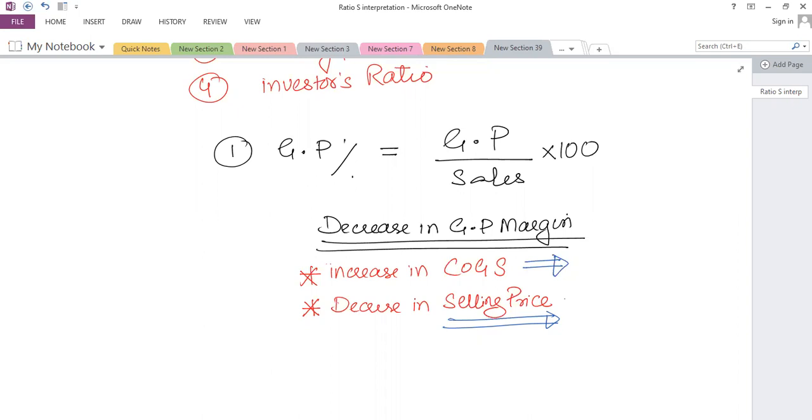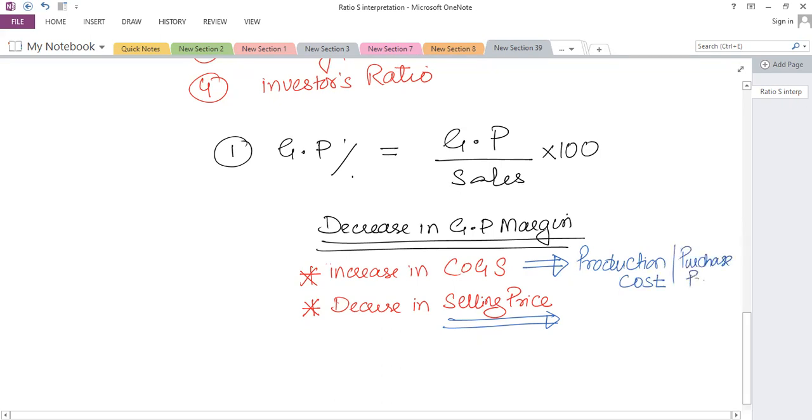So, increase or decrease in cost of goods sold. One other thing is production cost. If you are producing something, production cost might be the reason. If you are purchasing something, then the cost of purchase. Your supplier might have increased the price. There might be some inflation effect. Anything can be possible. There are so many reasons, but stay within your limit in the exam. These are possible reasons.